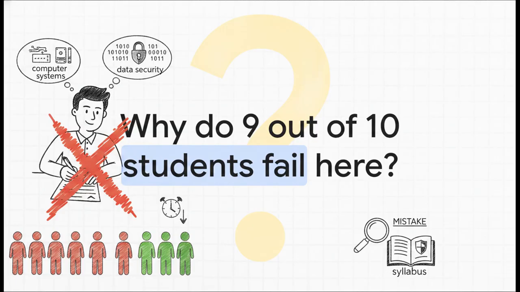Internally, a massive, glaring red error overlay just flashed in the examiner's system. 9 out of 10 students actually get these core syllabus questions wrong in the exact same way, and it quietly costs them their grade. Let's look at this mistake so you can avoid it entirely.